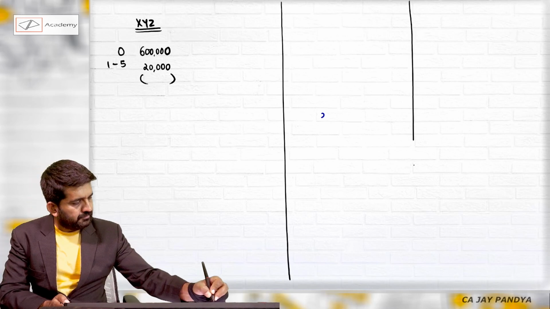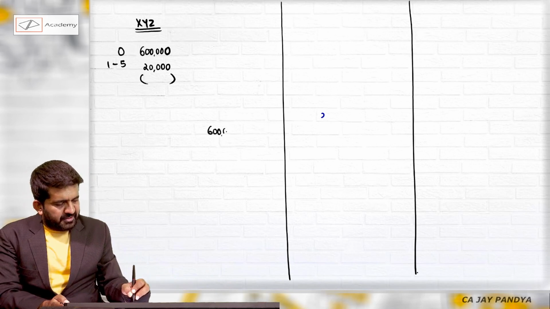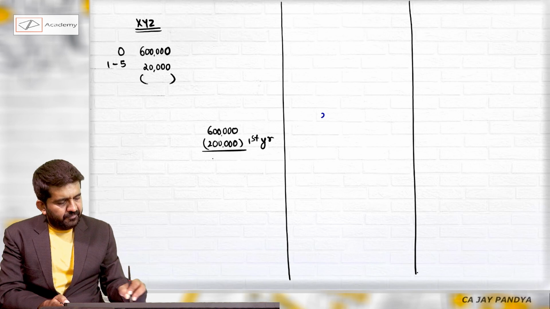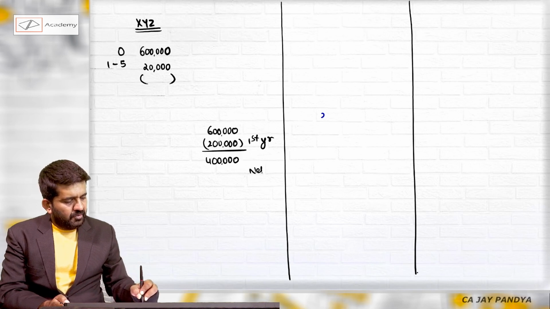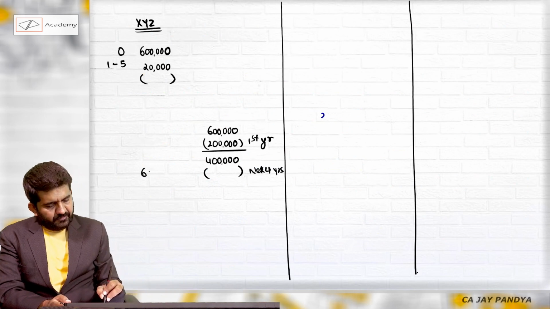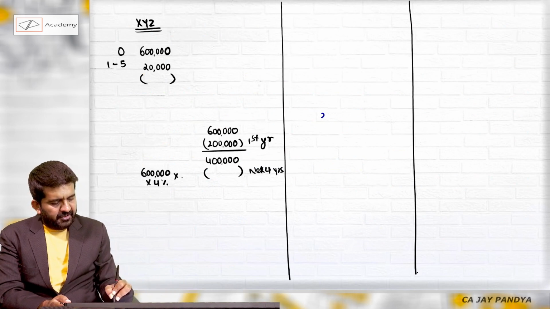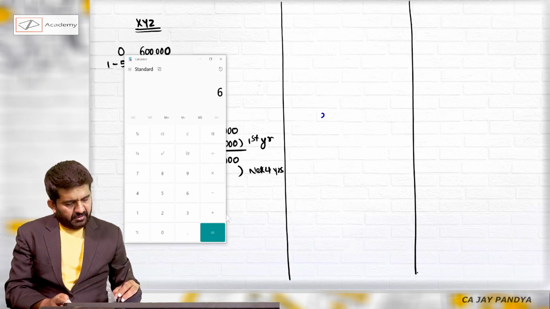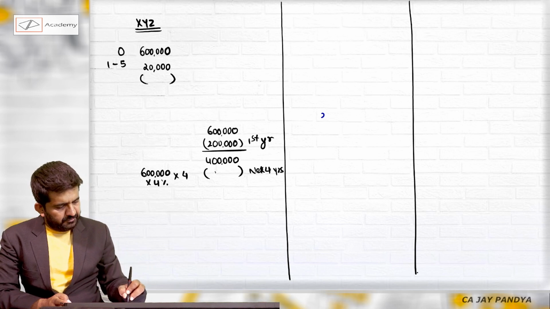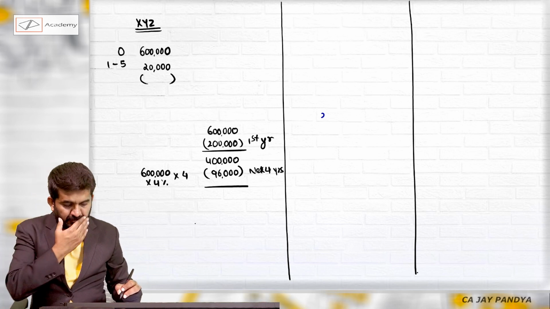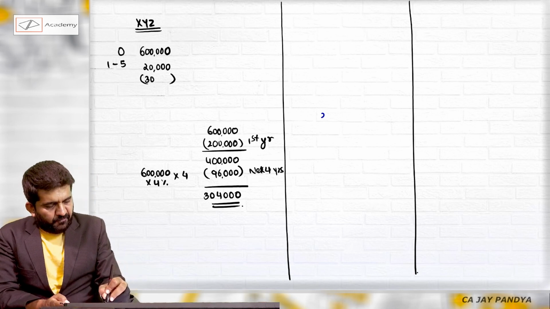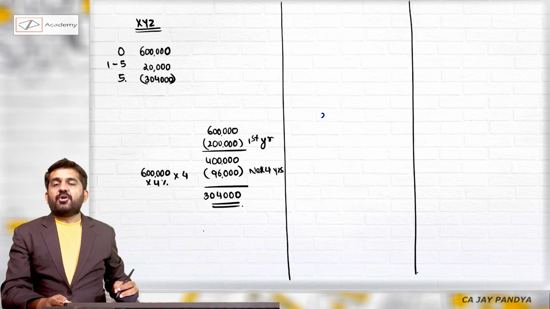Let us find out. The cost is 6 lakhs. First year will be depreciated by 2 lakhs rupees, that is 1/3. 4 lakh. For next 4 years, what will be depreciation? 6 lakhs into 4% into 4 years. That is 96,000. This will be 3,04,000 rupees. Will be my cash inflow. 3,04,000 rupees at the end of 5th year.